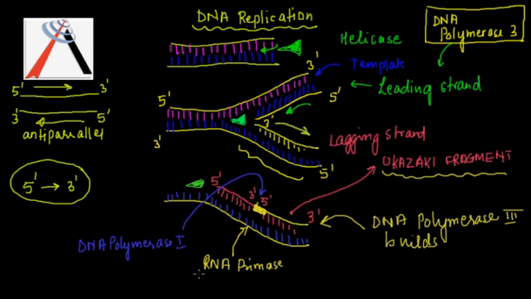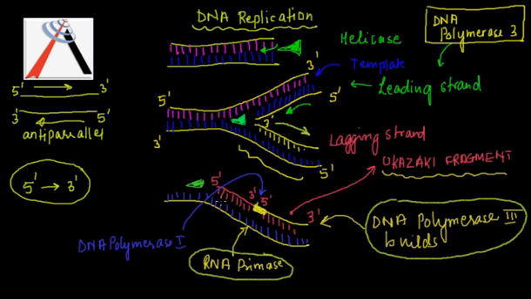There is a role of RNA primase, which starts the building process. Then the DNA polymerase 3 builds up the fragments, and at the end the RNA part, that is in between the fragments, is replaced by DNA polymerase 1 to complete the whole DNA fragment. So this is how the process of DNA replication takes place.